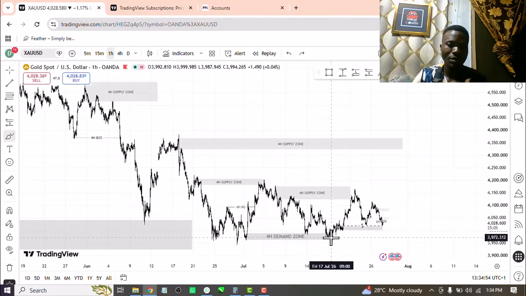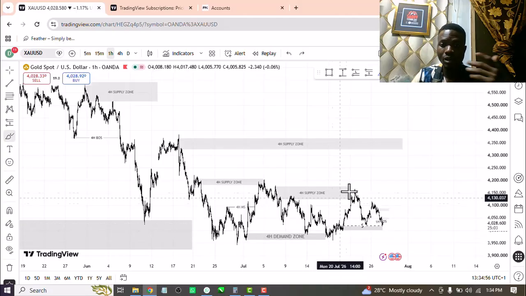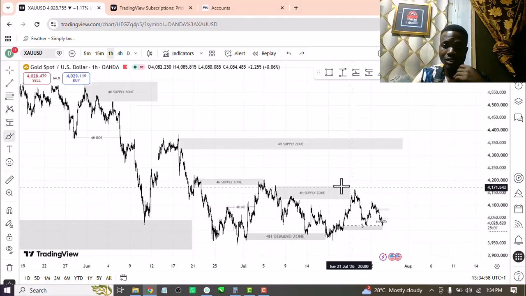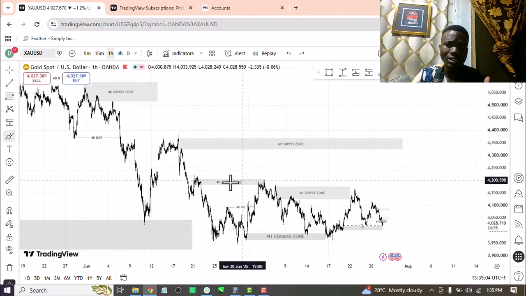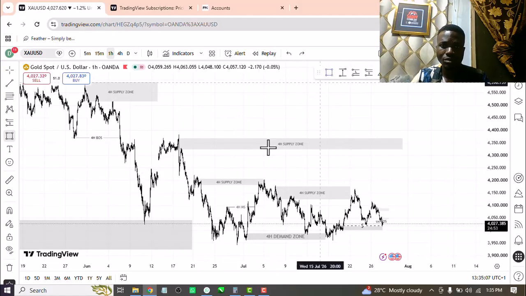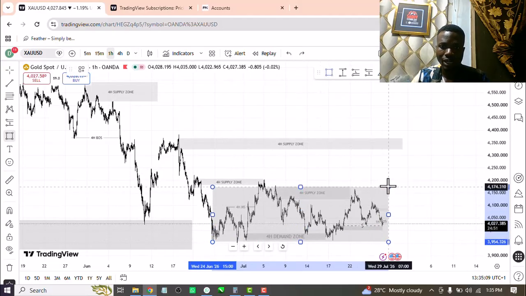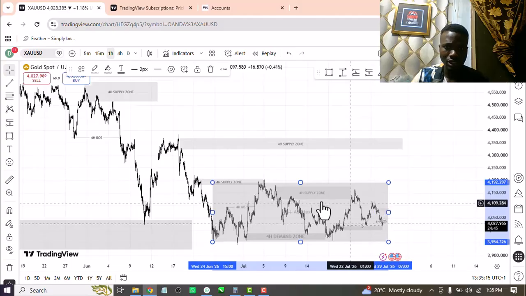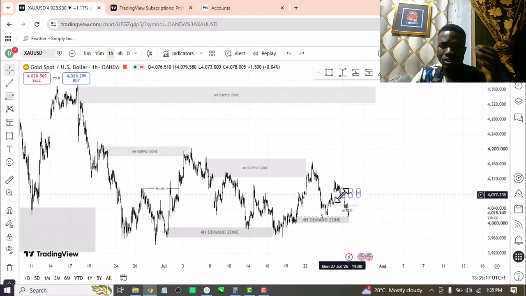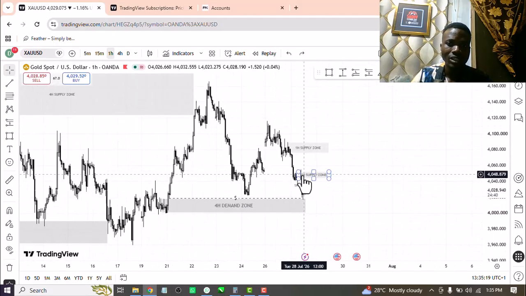We don't know whether price is going to buy or sell right now, but I can say that price is more like consolidating in this zone. If you look at it very well, all the way from here, price has not made a significant push to the upside or the downside. But let us align ourselves with what price is currently doing.